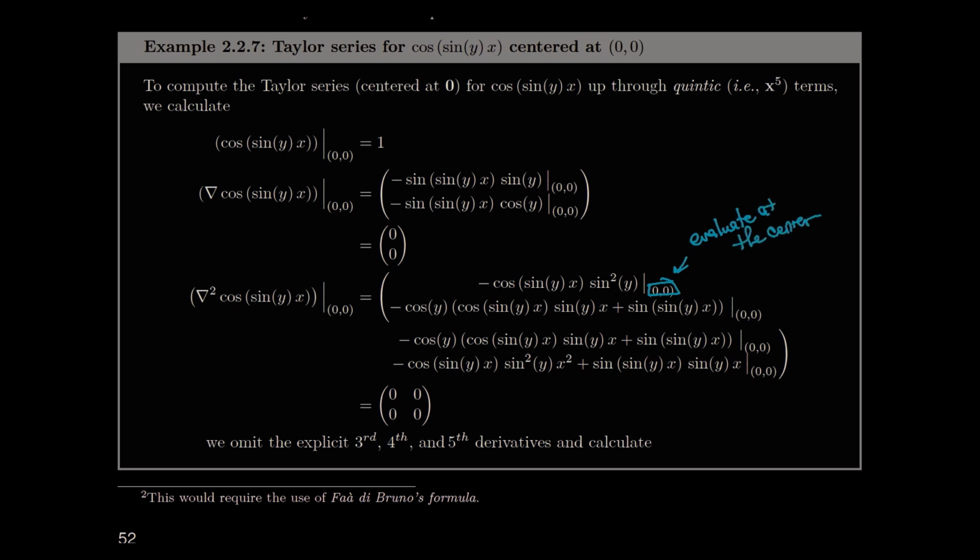Once I go ahead and evaluate at the center, it's actually quite surprising that I still get 0, 0, 0, 0. This is because of all the sines that you see. Sine of 0 is 0. So I'm getting so many zeros here.